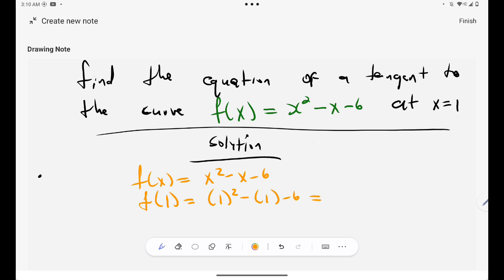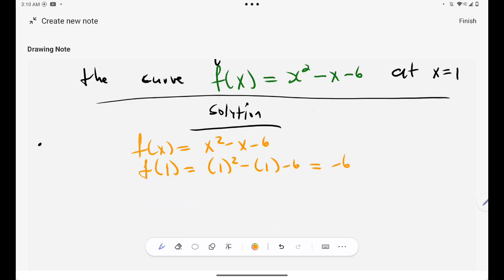Whenever I see x, I put 1 for me to find the corresponding y value. I'll have 1 minus 1 minus 6. I'll have negative 6. This simply means that my point of contact between the tangent and the curve is (1, negative 6).